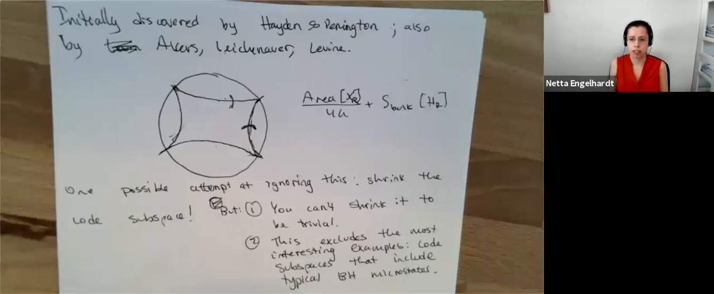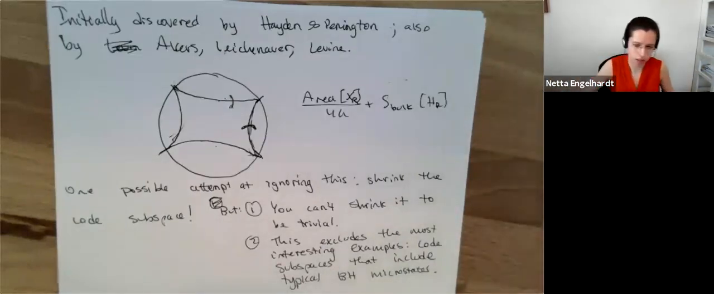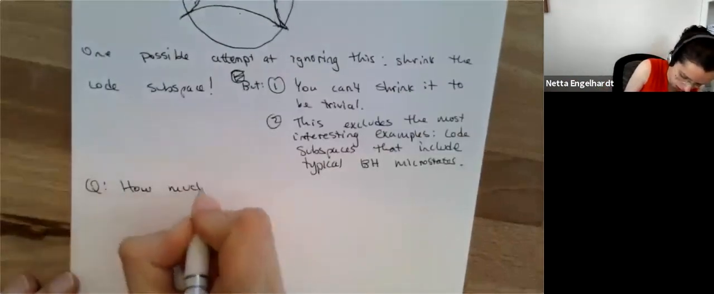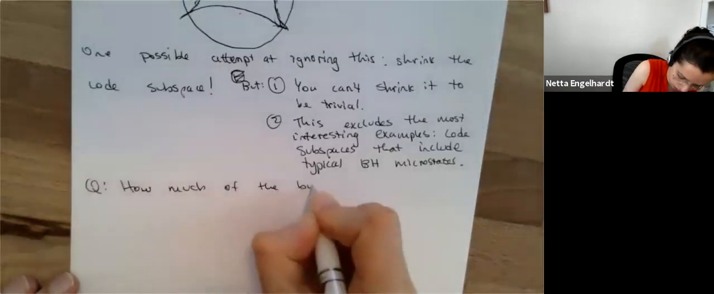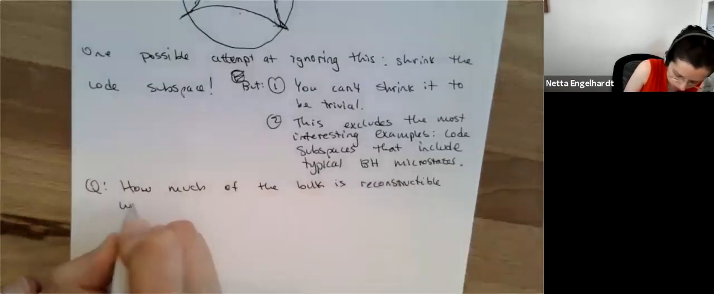Well, we can embrace the fact that we have this state-dependent reconstruction, or we could do a thing that is often done in quantum information theory and ask, what's the worst case? What's our worst case reconstruction? Surely there has to be some region that we can always reconstruct no matter what. What is the state-independent reconstruction? How much of the bulk can we reconstruct in the state-independent way? So, question. How much of the bulk is reconstructible without state dependence?